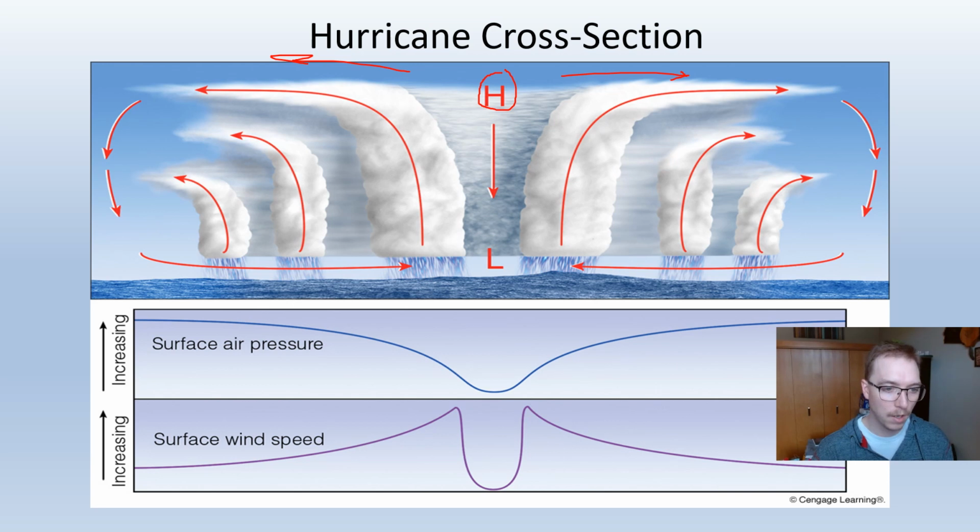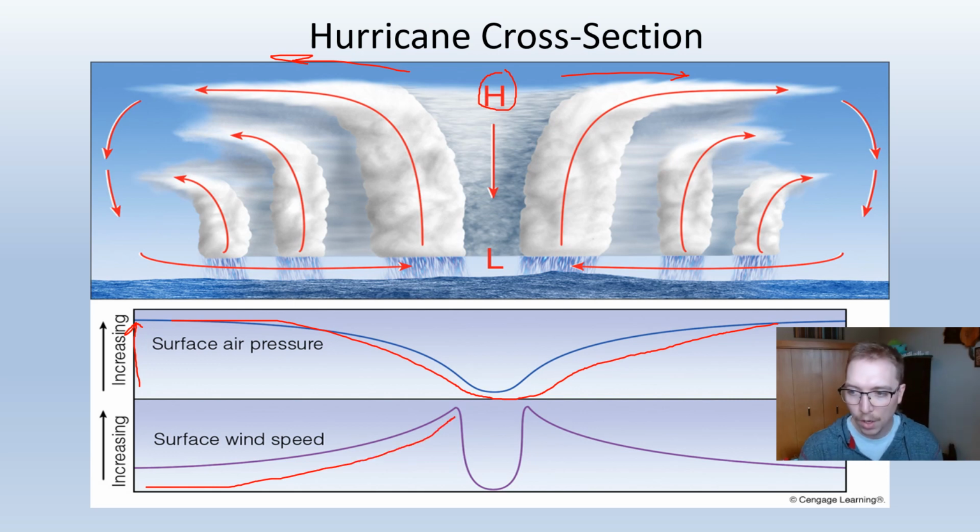So we see pressure increasing vertically here, so we're seeing a dip near the center. And we're also seeing wind speeds peak up until the eye wall. This situation increases the transfer of heat and moisture from the ocean surface. So that middle diagram illustrates how air pressure drops. The lower diagram shows how surface winds change.